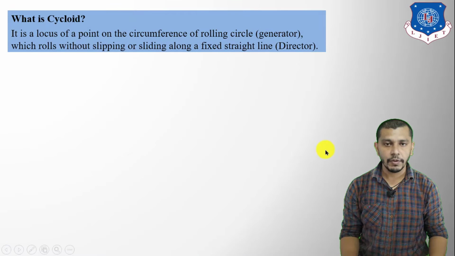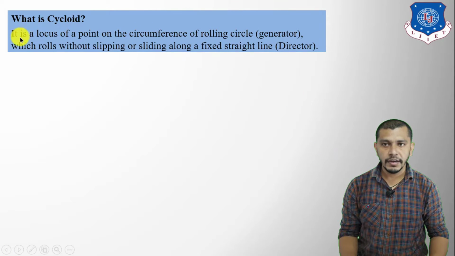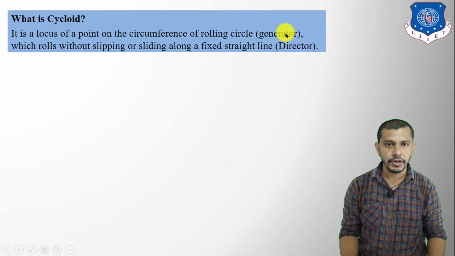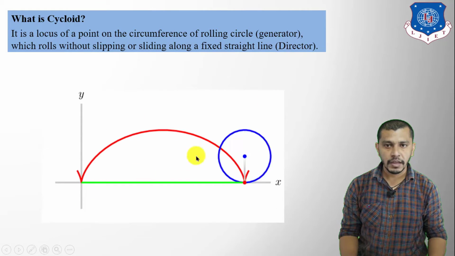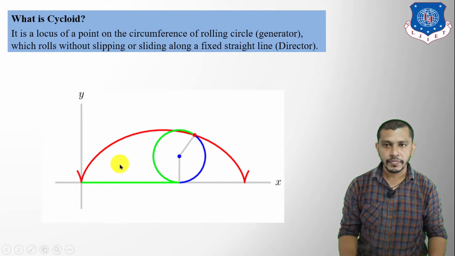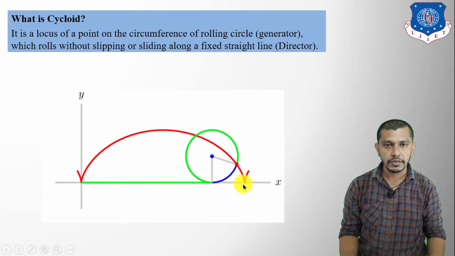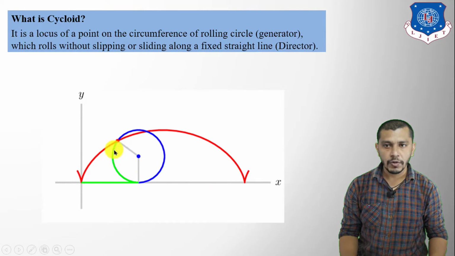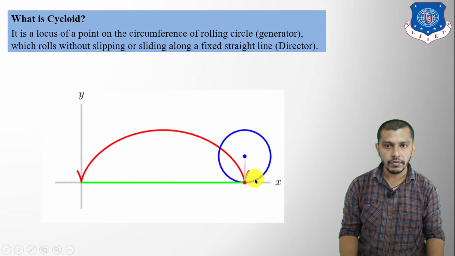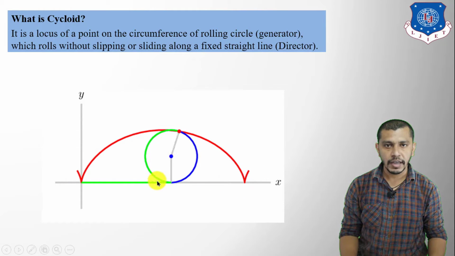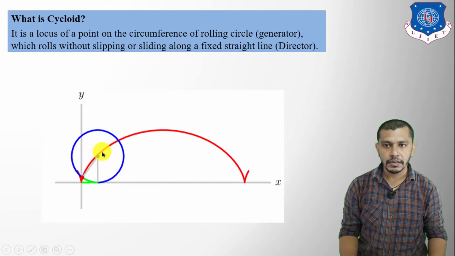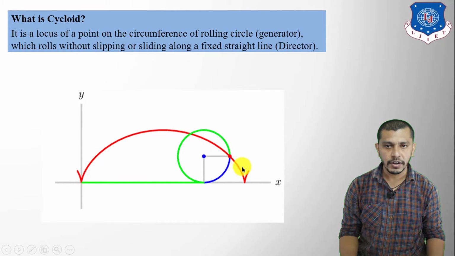So what is a cycloid? It is the locus of a point on the circumference of a rolling circle, which is known as the generator, which rolls without slipping or sliding along a fixed straight line, which is known as the director. Let us understand this with the animation. If the circle rolls on a straight line path without slipping or sliding, then the curve traced out by a point on the circumference of the rolling circle is a cycloid. Here in this figure you can see how the cycloid is generated.